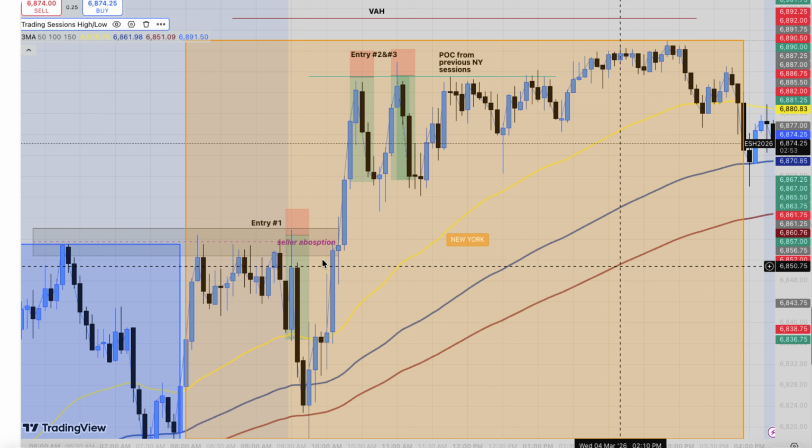What happened here today: my second and third entry would have been these entries. This is a POC line from the previous New York session. This would have been my entry, but as you guys see, it didn't get filled. We would have caught 20 points. Technically we didn't get filled, but this was the entry that I would have taken if I was watching the market at that moment. As soon as it touched it, we went back down to the downside by 20 points.